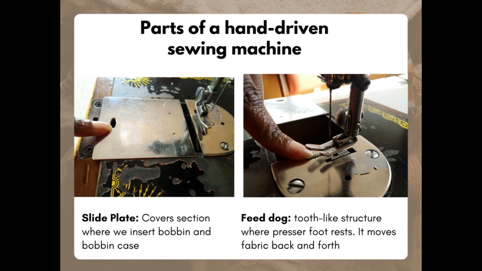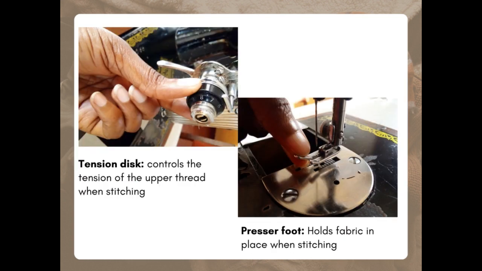Interesting. These teeth help to hold and pull the fabric when stitching. So when you lower the presser foot against the feed dog, it helps to hold the fabric and pull it away from you when you're stitching. Then we have the tension disc, which, according to its name, is a part that controls the upper thread tension when stitching.